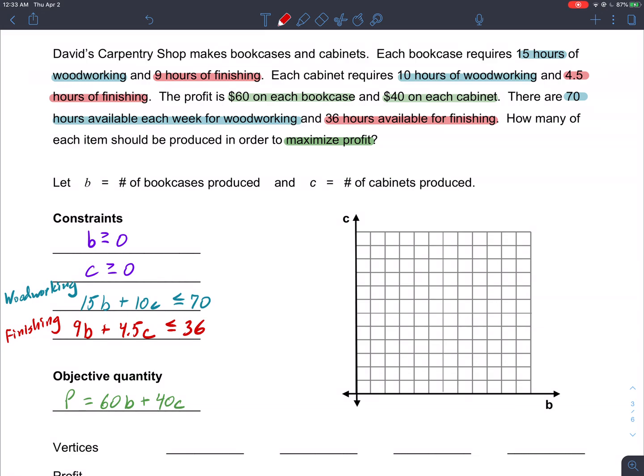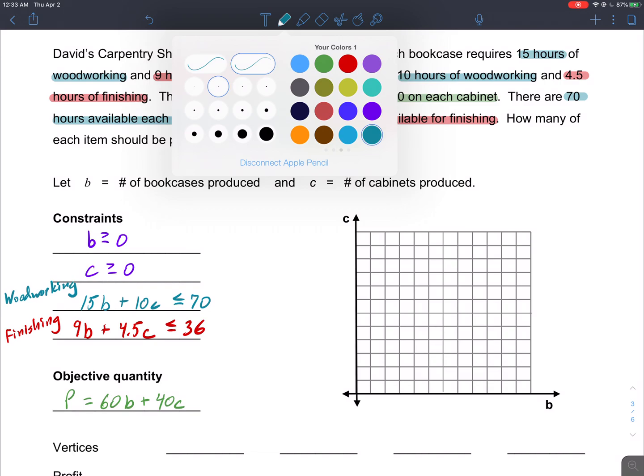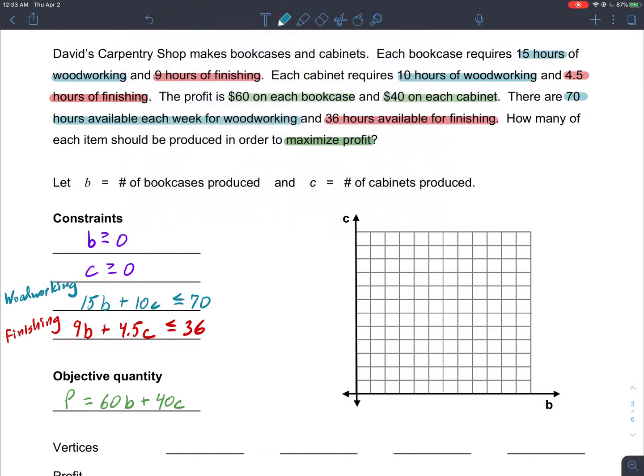So if I want to graph these things, I'm going to have to solve a little bit. Well, we can graph the first two very easily, but let's solve these first. I want to solve for one of the variables, and I notice my y-axis is in terms of c, and my x-axis is in terms of b, so I'm going to solve this equation for c.